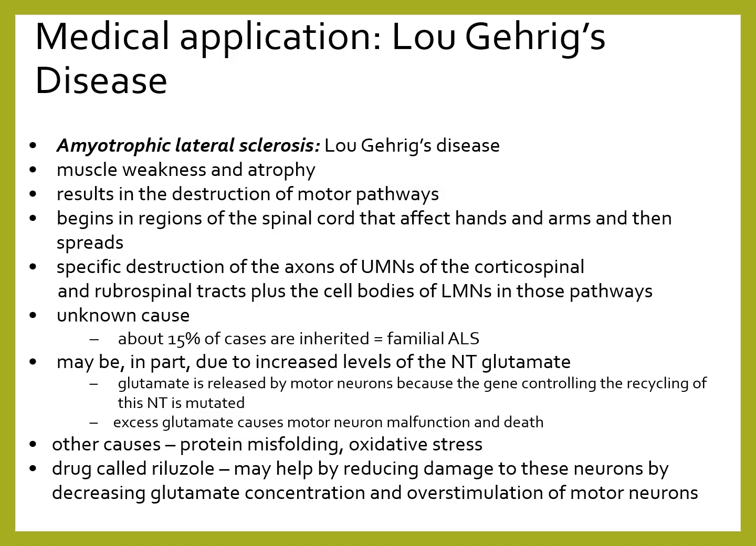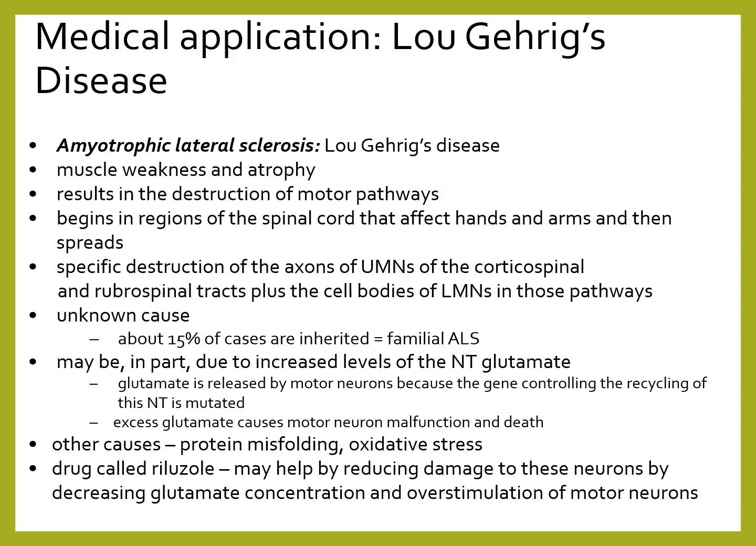It begins in regions of the spinal cord that affect hands and arms and then spreads throughout the body until skeletal muscles such as the diaphragm are affected. It is the specific destruction of the axons of upper motor neurons, of the corticospinal and rubrospinal tracts, plus the destruction of cell bodies of the lower motor neurons found in those pathways as well. It's an unknown cause, although about 15% of cases are thought to be inherited. This is called familial ALS.